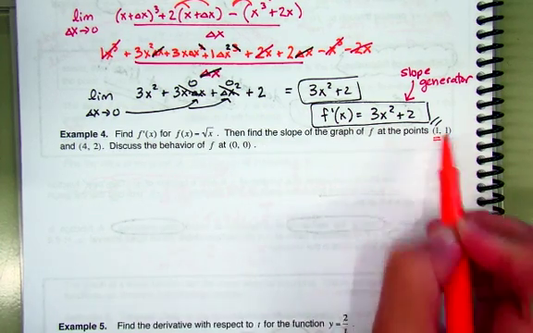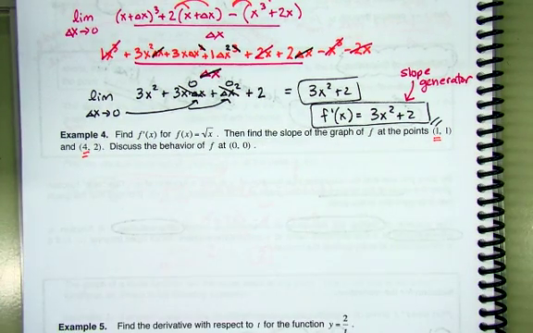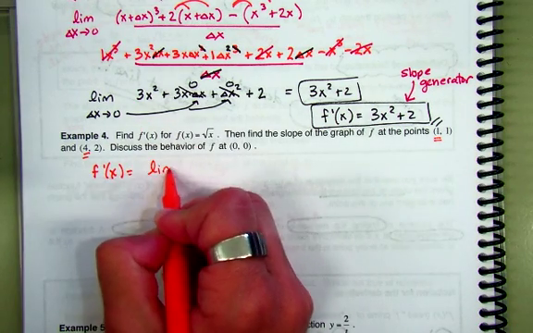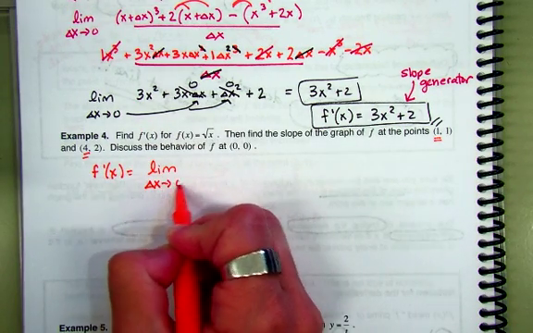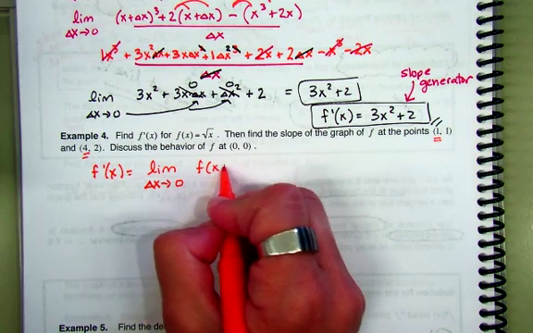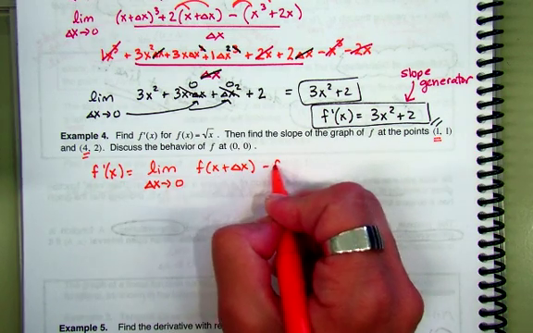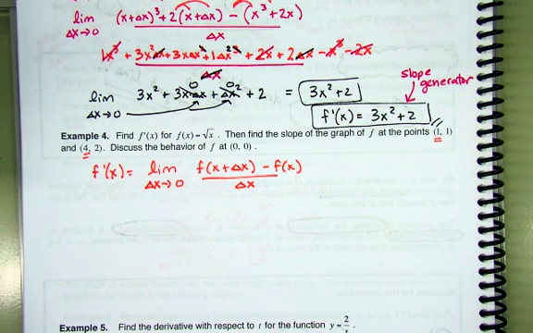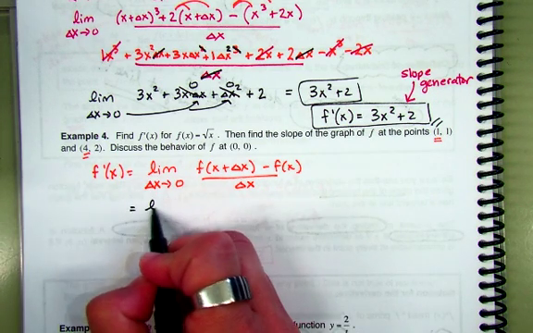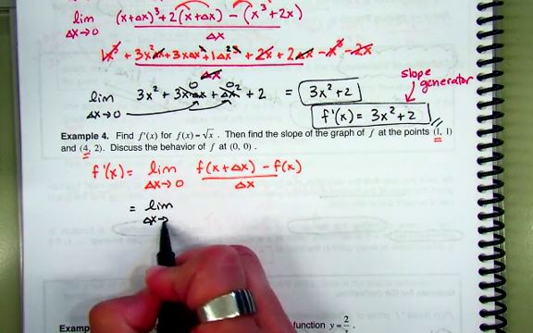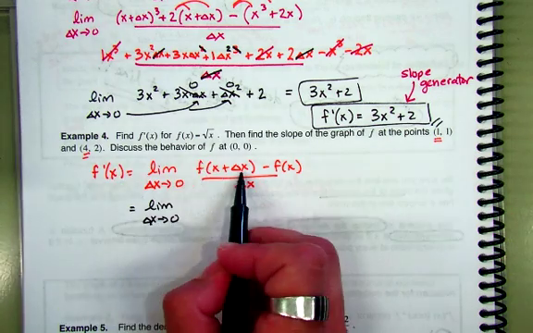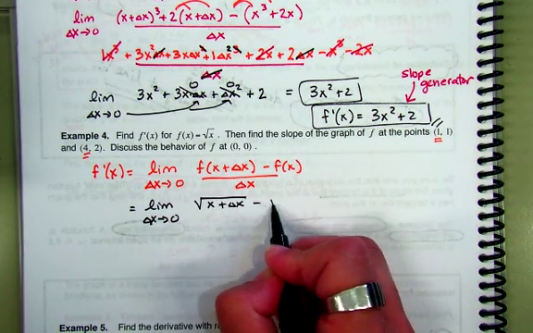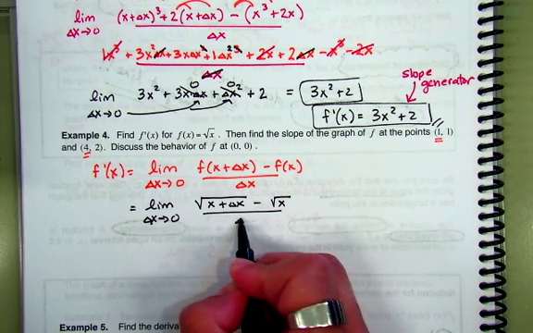Then I would just plug in a 1 and plug in a 4. So let's find f prime first. It equals the limit as delta x approaches 0 of f of x plus delta x minus f of x all over delta x. I like to write that out every time. It helps me to memorize it and not forget anything. So what's f of x plus delta x? Well, that's just radical x plus delta x minus radical x.